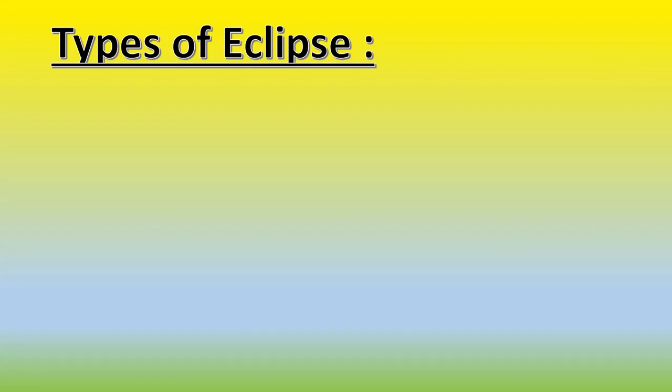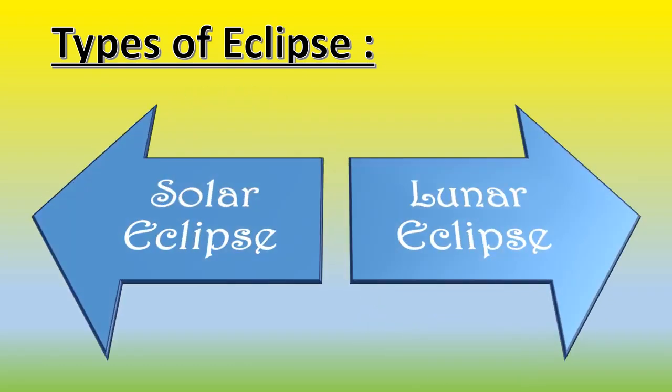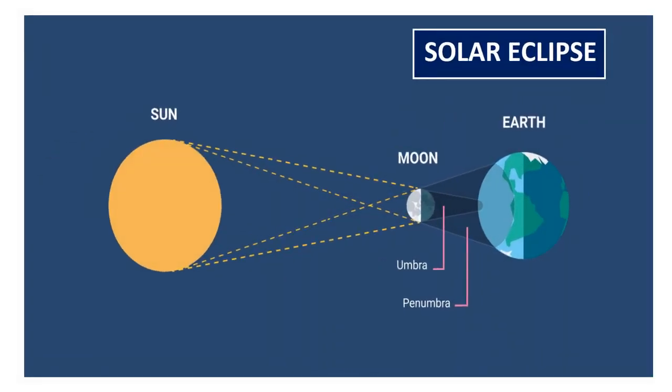There are different types of eclipses. They are broadly divided into two types, namely solar eclipse and lunar eclipse. Let us understand the solar eclipse through this diagram. Here at one end there is sun, and we all know sun is acting as a source of light in this condition. On the next extreme side we have earth.